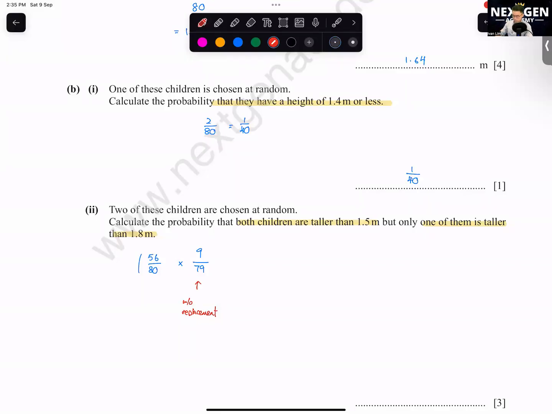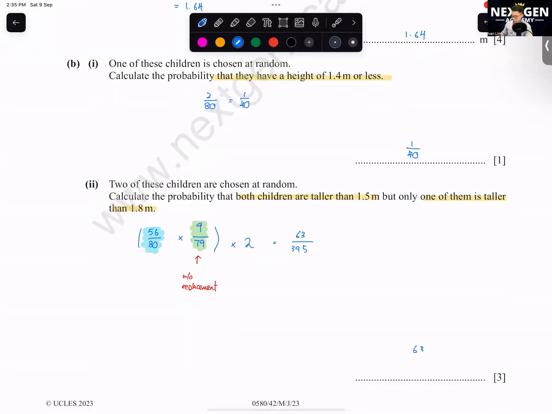So this is from the green group, this is from the blue group, this is from the green group. Because the scenario is that we can choose from the green group then the blue group, or the blue group then the green group, you're going to multiply this by 2. Type this in the calculator, you get 63 over 395. This is a 3-mark question here. Easy?